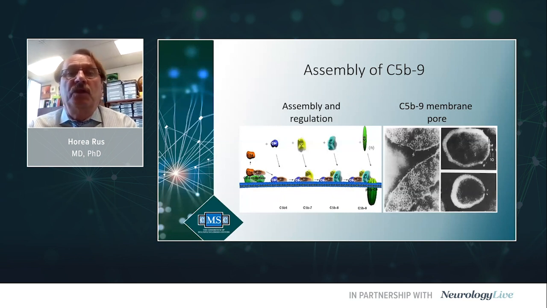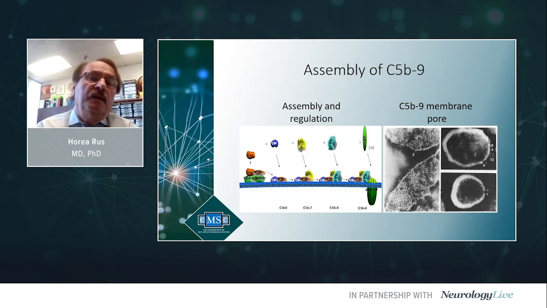I want to share with you a little bit more about the assembly of C5b-9. As I mentioned before, C5 is cleaved by C3 convertase, and this leads to C5a cleavage and C5b formation. C5b binds to C6, and together they attach to the membrane and lead to the attachment of C7, C8, and C9.